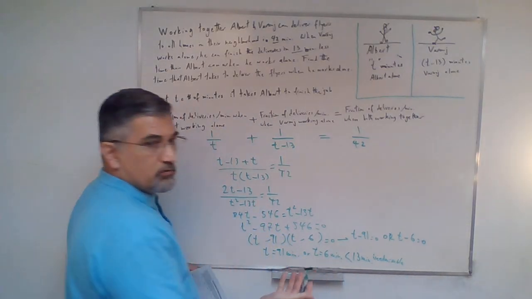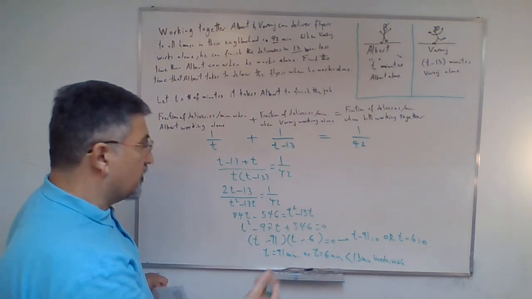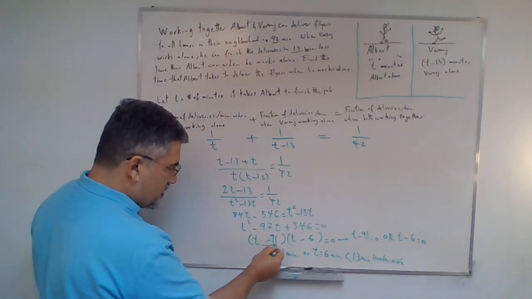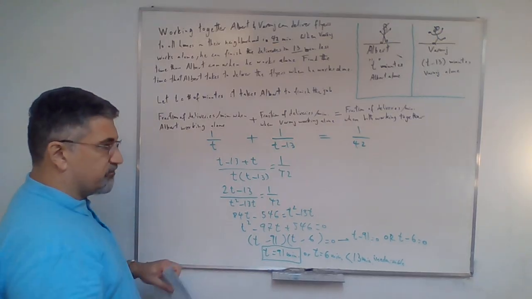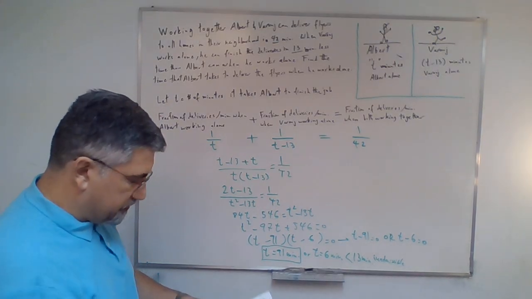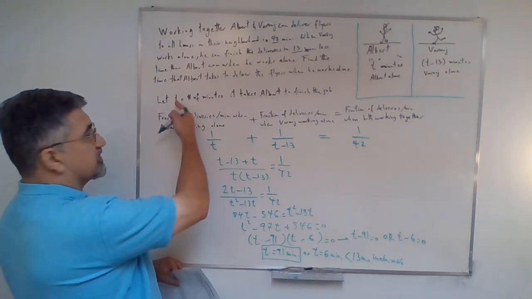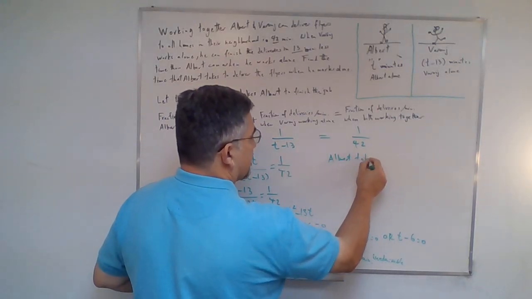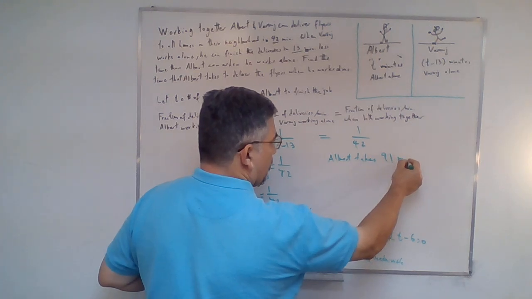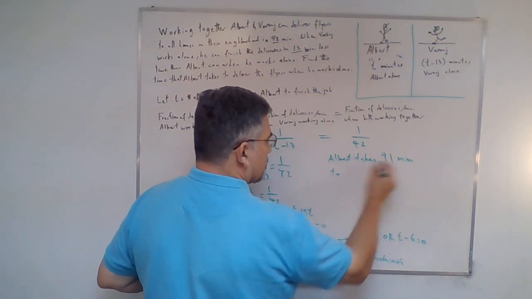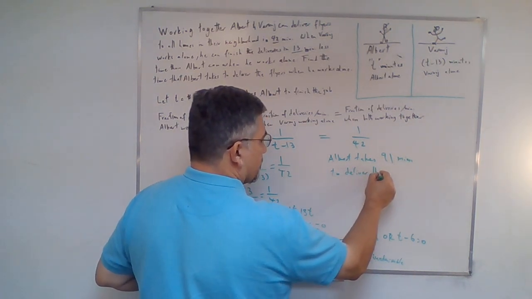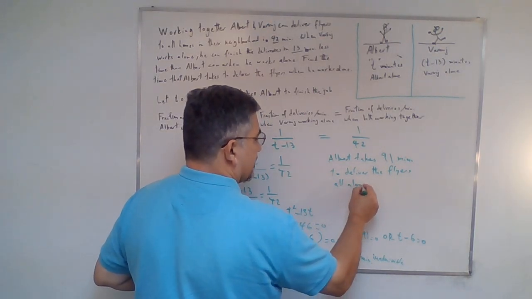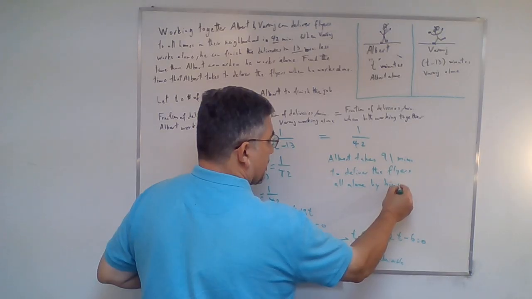Okay? t cannot equal 6. It has to be more than 13 for sure. Otherwise, Baruch's time would be negative. People will laugh at us. So we're going to go with t equals 91 minutes as our final admissible answer. So what was this t? It was Albert's time. So we're going to say Albert takes 91 minutes to deliver the flyers all alone by himself.